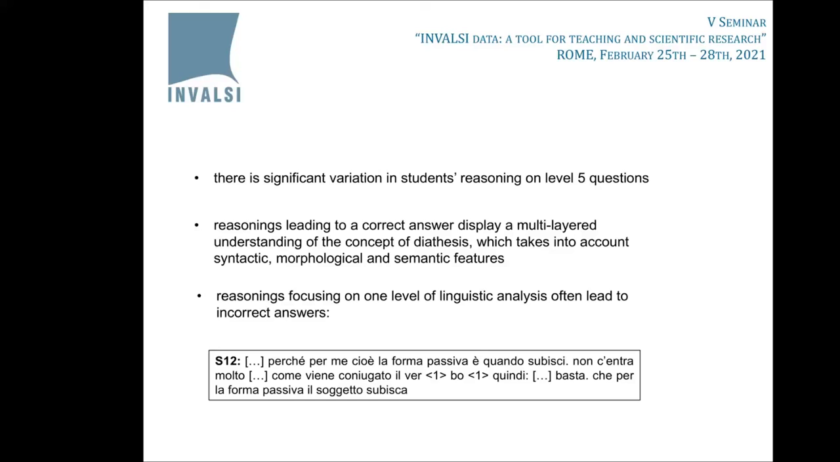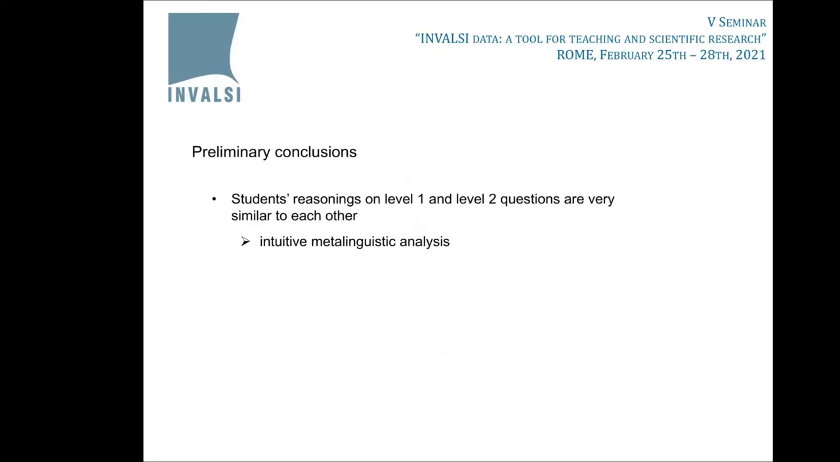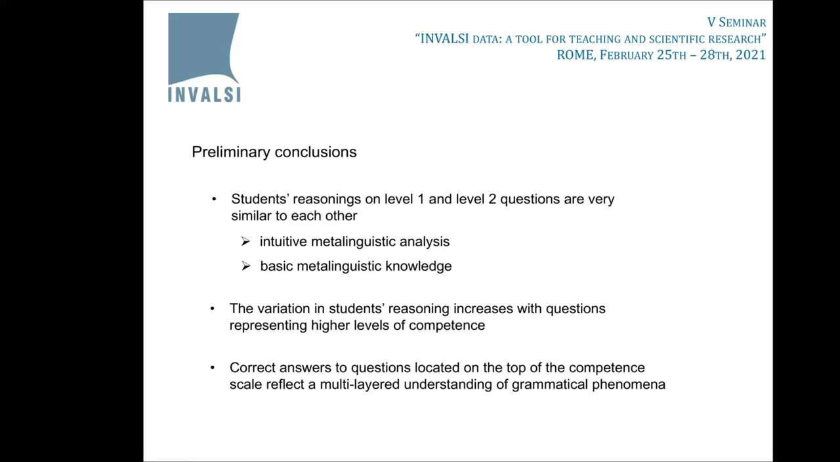So some preliminary conclusions we can draw from this data are that students' reasonings on level 1 and level 2 questions are very similar to each other. They often follow an intuitive metalinguistic analysis or are based on a basic metalinguistic knowledge, while the variation in students' reasoning increases with questions representing higher levels of competence. And correct answers to questions located on the top of the competence scale reflect a multi-layered understanding of grammatical phenomena.